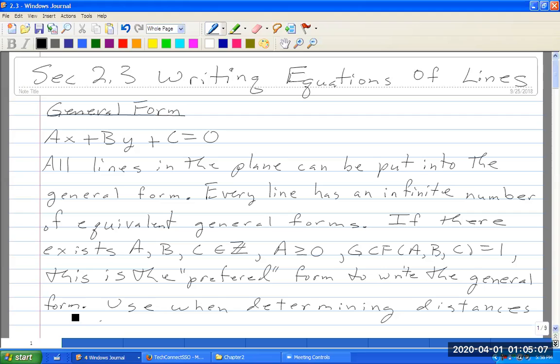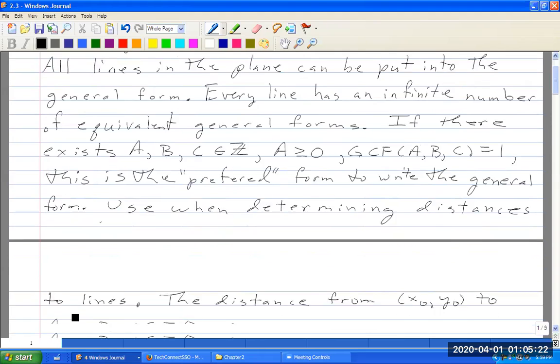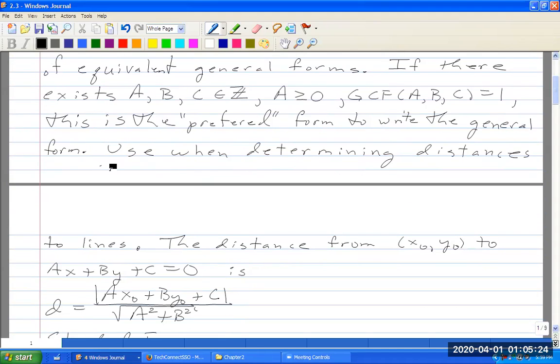equation of a line. And so if you're able to put it into this form, then you should use this form. And if you do that, then there'll only be one form, and so it'll be unique if it's in this form. When do we use the general form for the equation of a line? Well, we use it when we're determining distances to lines.